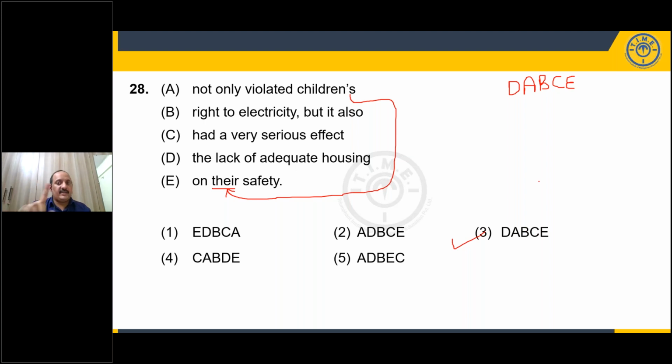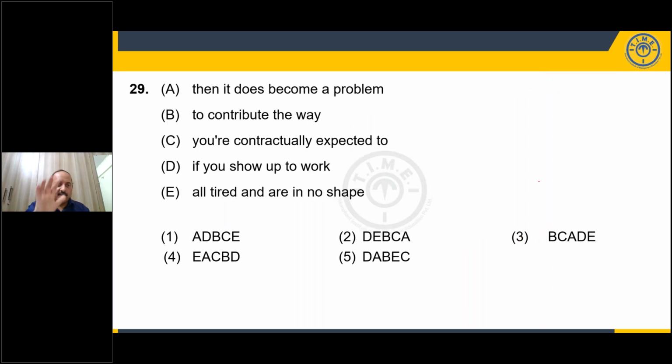One we'll do logically, one we'll do via the options. Let's do this one logically, the 29th one. Then it does become a problem to contribute the way you're contractually expected to if you show up to work all tired and are in no shape. So the idea here is if you show up to work very tired, you cannot work the way you are expected to. That seems to be the whole idea.